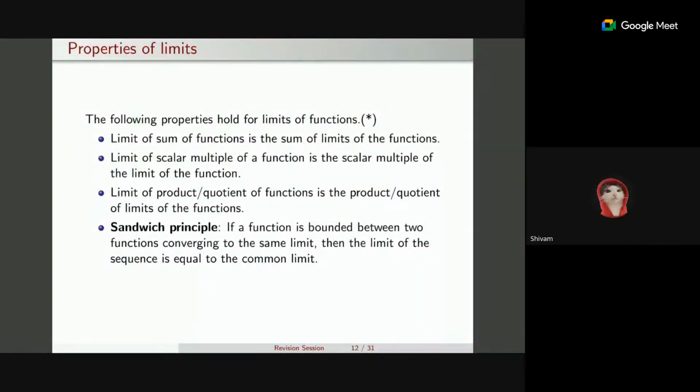To prove that the limit exists, you need the sandwich principle, and to prove that the limit does not exist, you need just two curves. Most of the times lines, if not lines, then some polynomial functions. You can verify that the limit along two lines or two curves is different, then you can say that the limit does not exist.